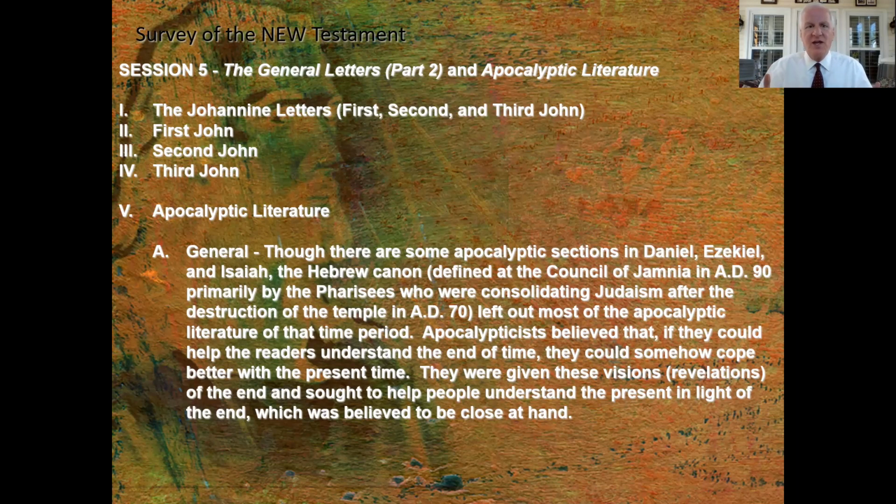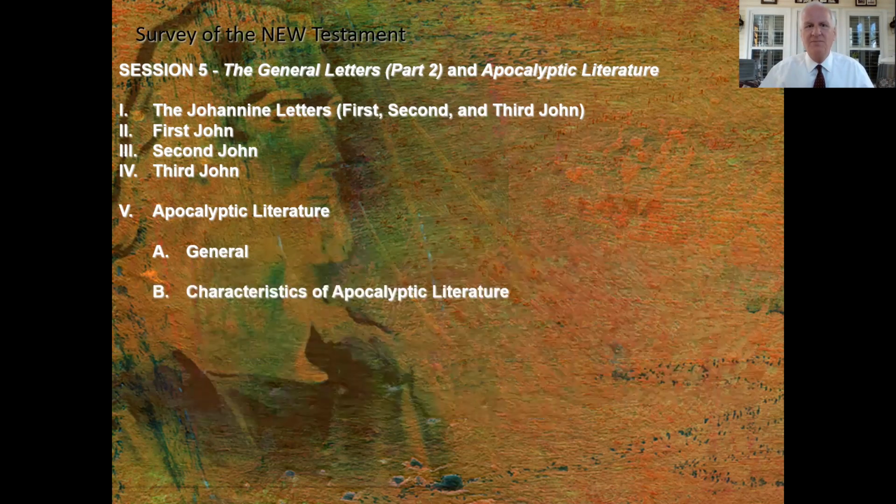Apocalypticists believed that if they could just help the readers understand the end time, then they could somehow cope better with the present time. And so they were given these visions, these revelations of the end time, and presented them and offered them to help people understand the present in light of the end, which was believed to be close at hand. So apocalyptic literature is all about the end time, the images related to the end time.